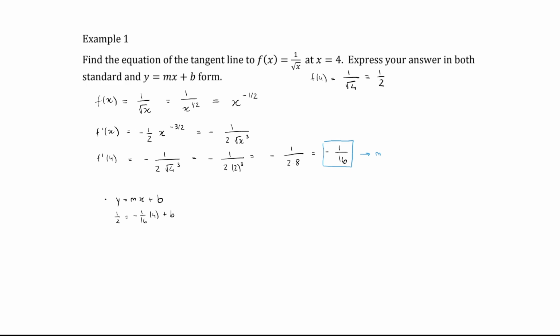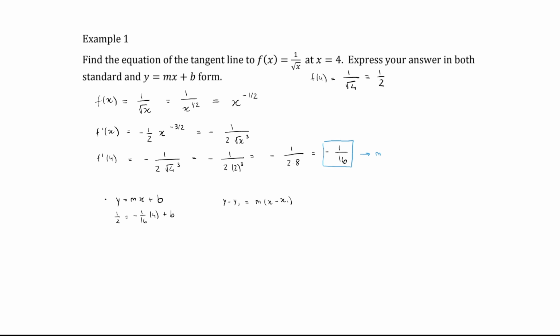Alternatively, we could also use the method y minus y1 is equal to m times x minus x1, and then from there we would get the value of b as well after we expand and simplify. So it is totally up to you which method you would like to use.